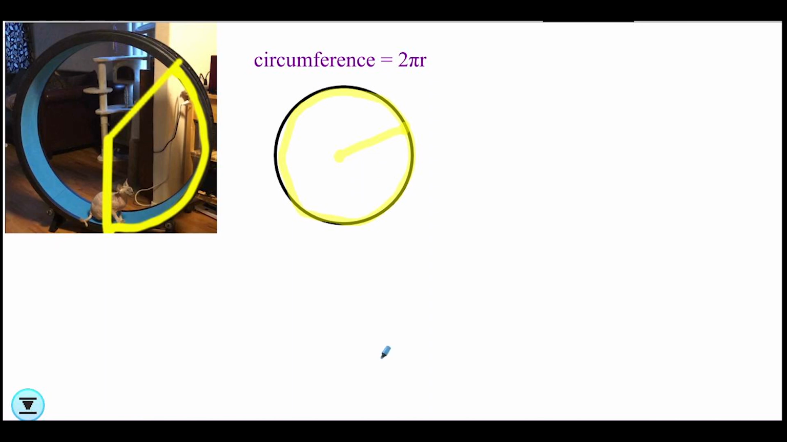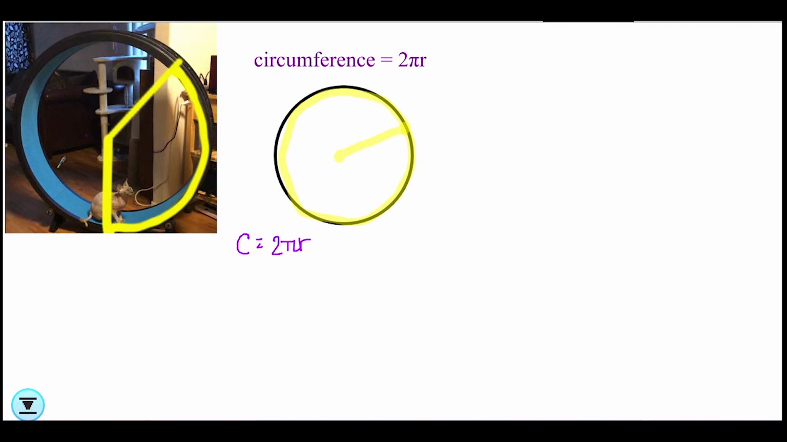So that's great. However, Marley was being lazy today and she didn't walk that full rotation of the circle. She only walked this distance right here, highlighted in yellow. So I need to figure out how far she actually walked. If I think about the whole picture, I can think, well, what would have been the whole distance if she did walk that full rotation? So our circumference would have been 2 pi r.